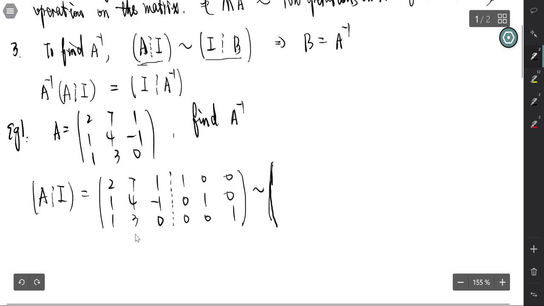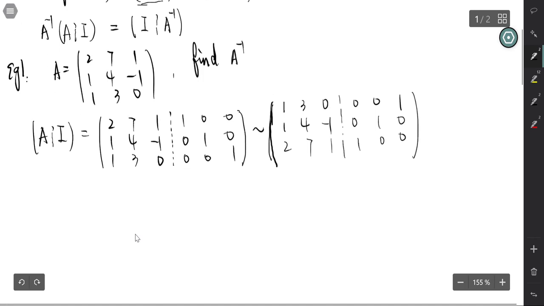So we do the row operations. First we interchange the first row and the third row, because the third row is the easiest, its simplest form. And then we have 1, 4, negative 1, 0, 1, 0, and 2, 7, 1, 1, 0, 0.